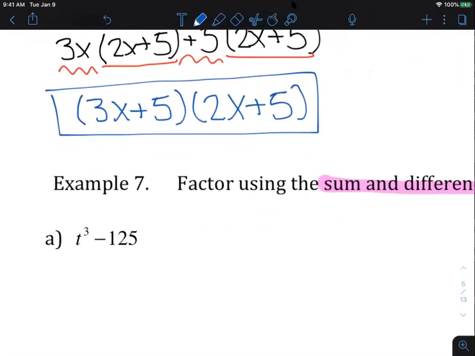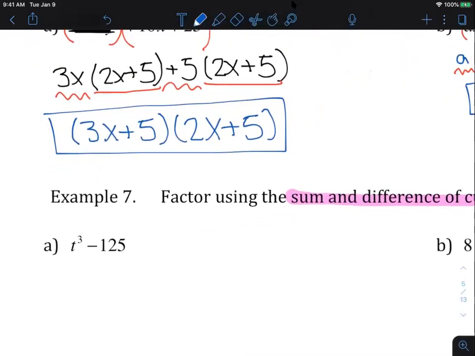First, I know that it is a cube problem because the perfect cube of t cubed is t, and the perfect cube of 125 is 5, because 5 to the 3rd power is 125. So you have to kind of keep that in mind. So we're going to go ahead, and if you look at the formula, or if you have it memorized already, that is great. So you're going to start with your parentheses, and your t and your 5 are going to go in the first spot. So this is t and this is 5. And then you're going to have a trinomial here.